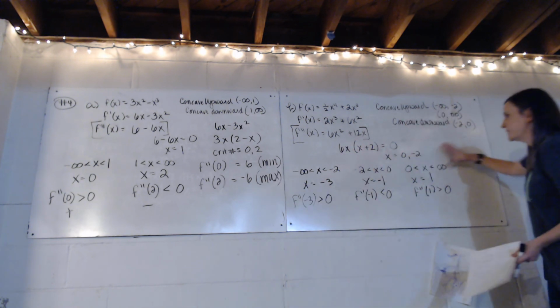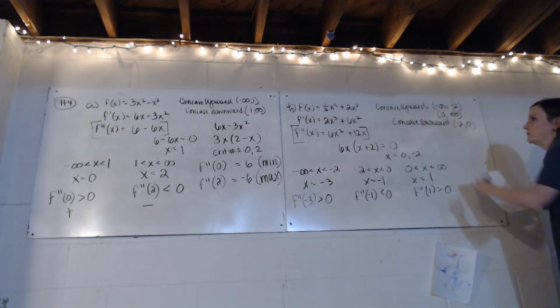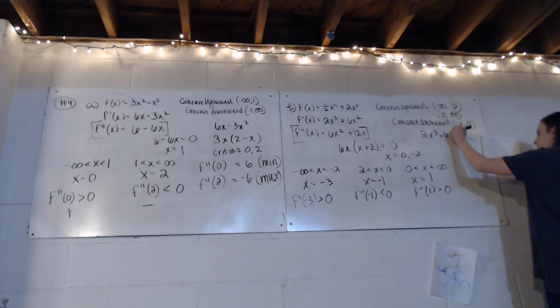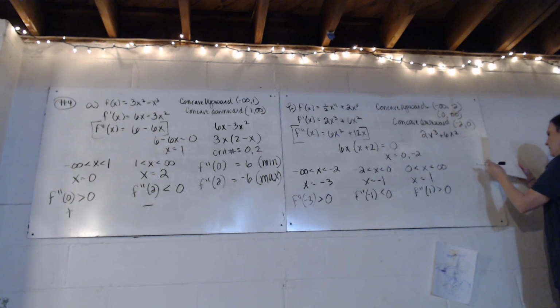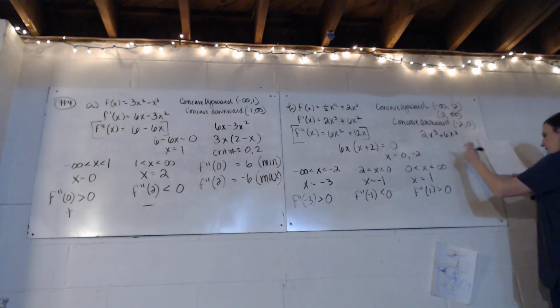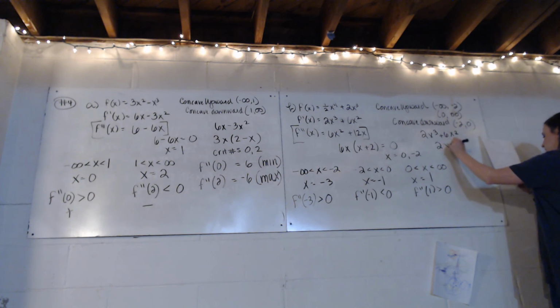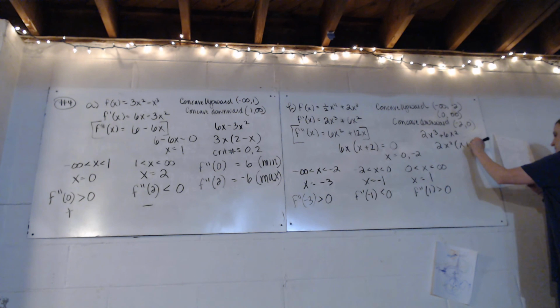I can come over here and do the same thing with this function. So my first derivative is 2x cubed plus 6x squared. I'm trying to cheat and find where I found my critical numbers. If I factor out, I can factor out a 2x squared. This becomes (x plus 3). My critical numbers end up being 0 and negative 3.